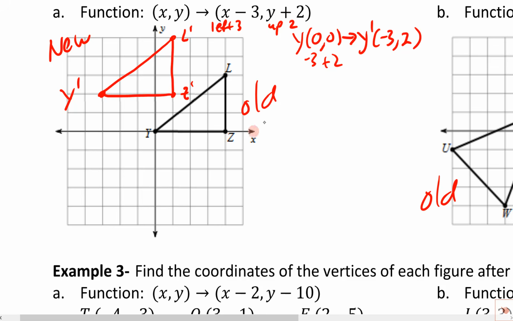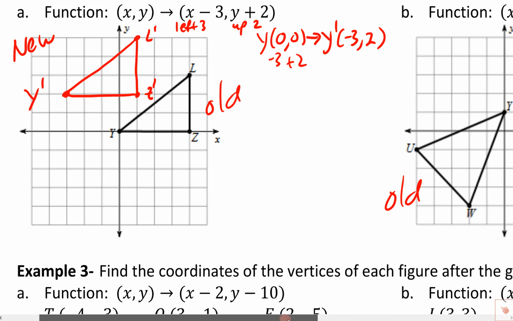So notice this is the old one. This is YLZ, and this is Y prime, L prime, Z prime. Make that look just a tad better. Okay. Here's the translated figure. So we've translated this from right here over to there. So we've gone left 3 and up 2. It's the same shape, it's the same size, it's oriented the same way. So we just did a translation. We slid it from this place over to that place right there. So again, nice little shorthand, easy to work with.